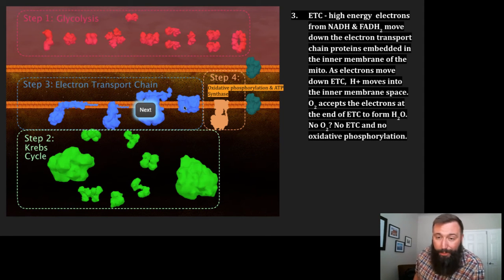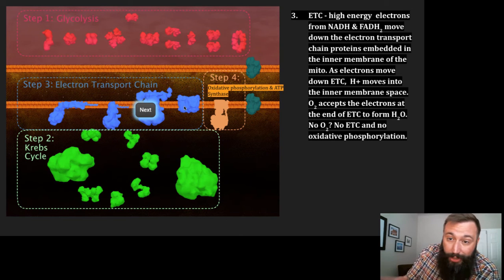So you guys are actively producing water during this process. And if you don't believe me, go into your bathroom in the morning when it's nice and cold and blow on the mirror and you'll see condensation. That's the H2O, that's the water that you're producing from this process.